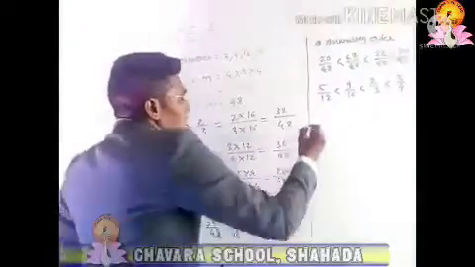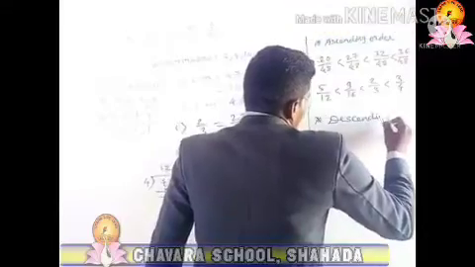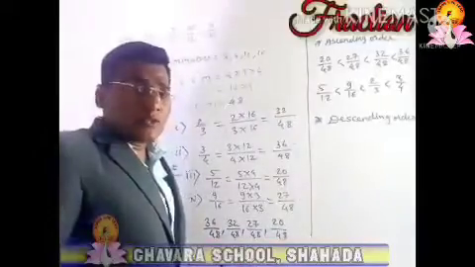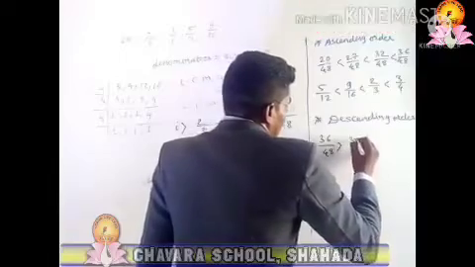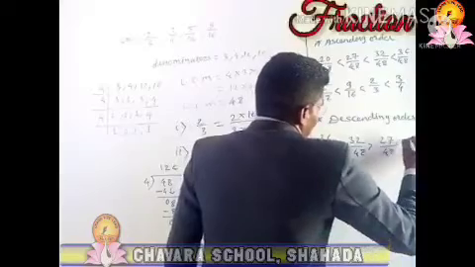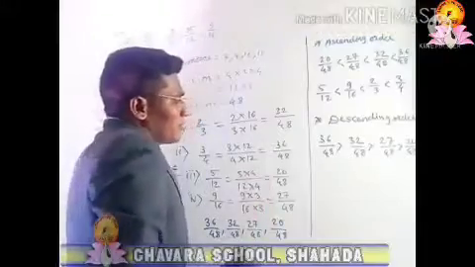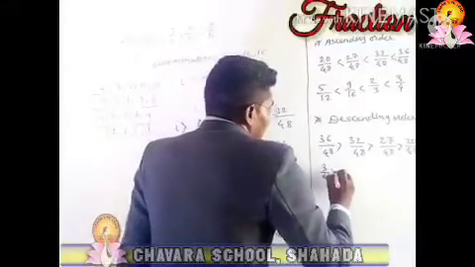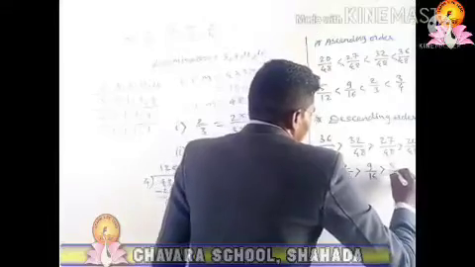Now we can arrange them in descending order also. The descending order is greatest to smallest. So 36 by 48 is greater than 32 by 48 is greater than 27 by 48 is greater than 20 by 48. Now the original fractions are 3 by 4 is greater than 2 by 3 is greater than 9 by 16 is greater than 5 by 12.